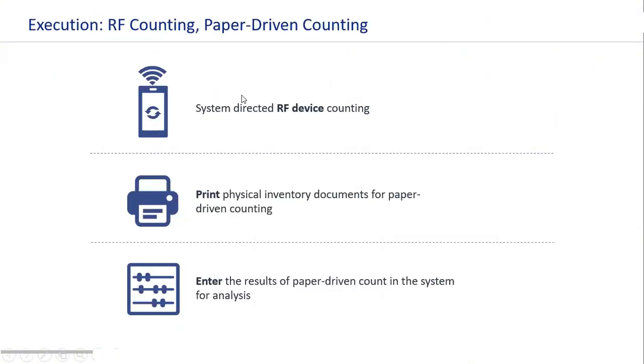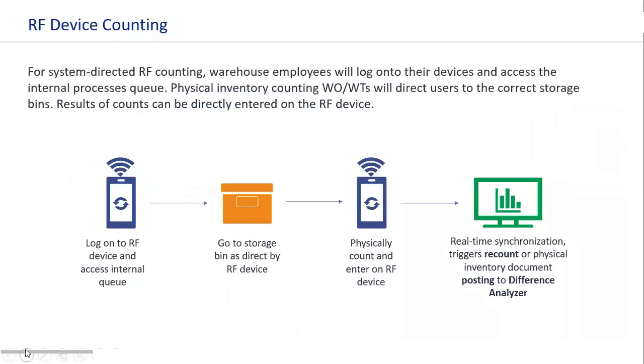So this bit just goes through the system, whether it's system directed or print, and the entry of the results. For system directed RF counting, warehouse employees will log onto their devices and access the internal processes queue. The physical inventory counting warehouse order task will direct users to the correct storage bins, and results of the counts can be directly entered onto the RF device. So you log onto the RF, go to the storage bin as directed, count, and then it would synchronize.